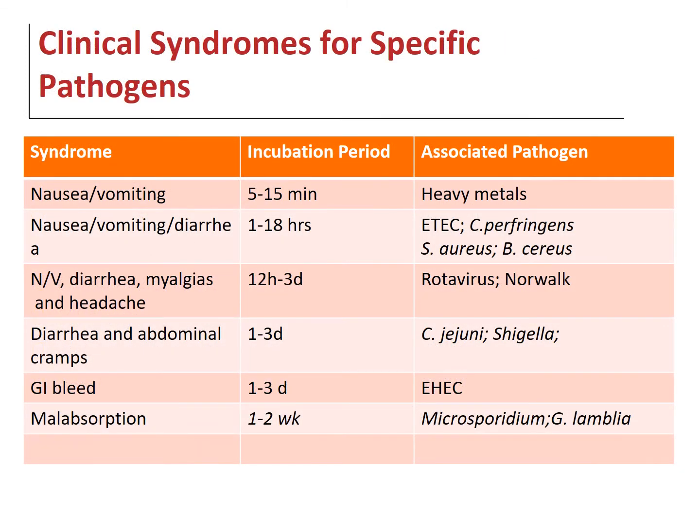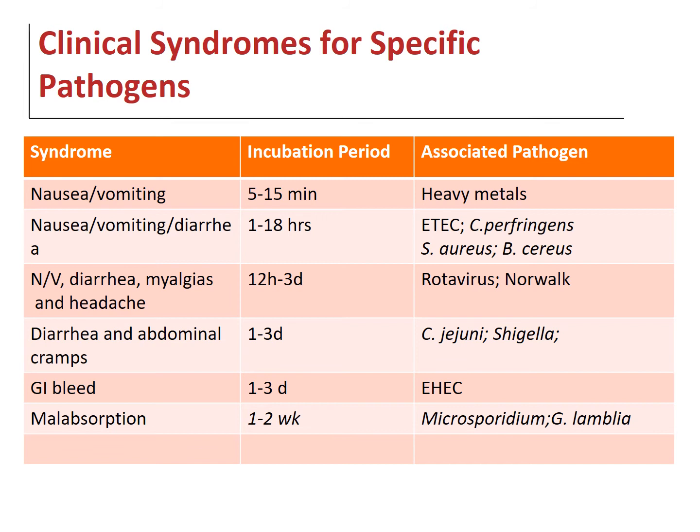Now let's take a look at the different clinical syndromes and specific pathogens associated with a particular syndrome. We may also be able to associate the incubation period or onset of symptoms with the pathogenic mechanism employed. So for example, immediate onset or short incubation period is most likely due to a preformed toxin, while organisms that need to multiply before producing toxin or infection will take longer, hours and perhaps days. So look at this table in particular and associate the incubation period with associated pathogens.